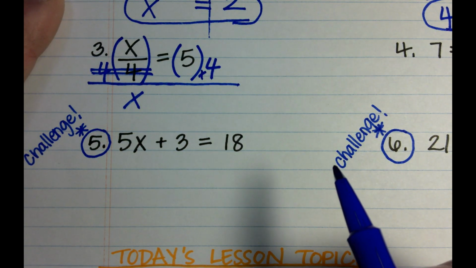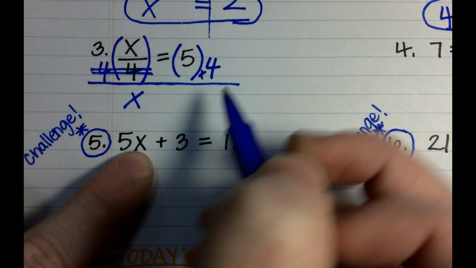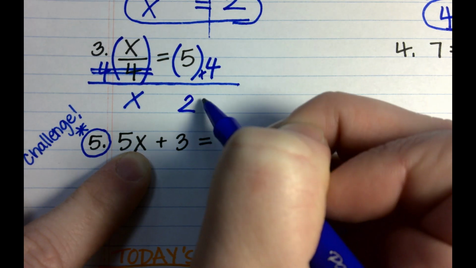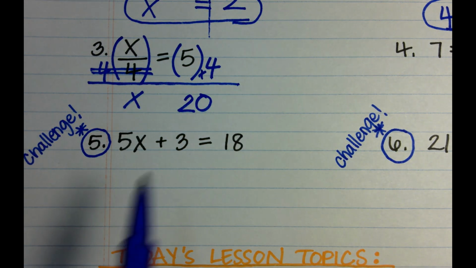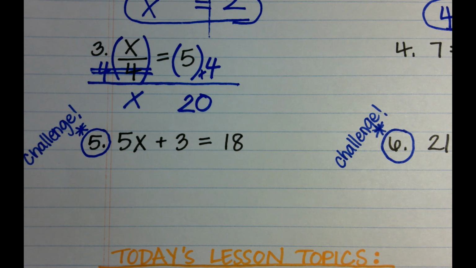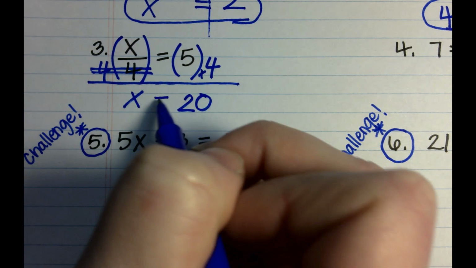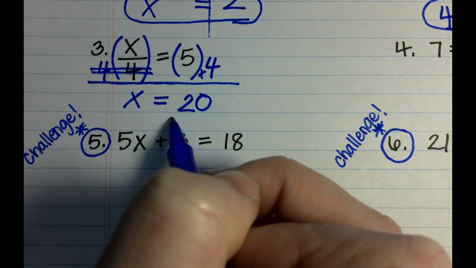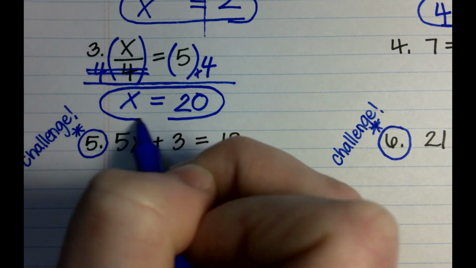Please feel free to use them at any time. So we have 5 times 4 is 20. So what am I missing? The equal sign. Good. X equals 20. Circle that. That's our answer.